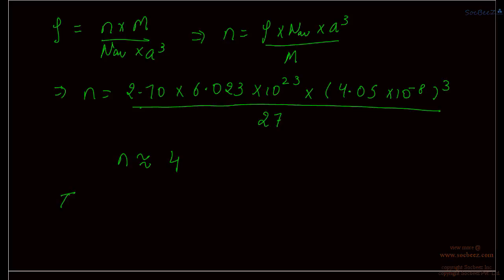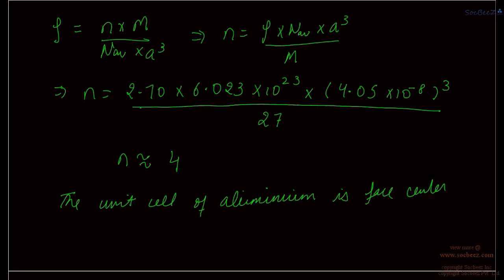Therefore, since the rank of face-centered cubic is 4, we can say that the unit cell of aluminium is face-centered cubic.